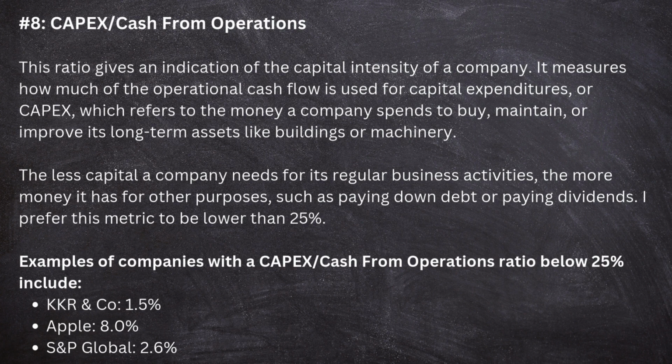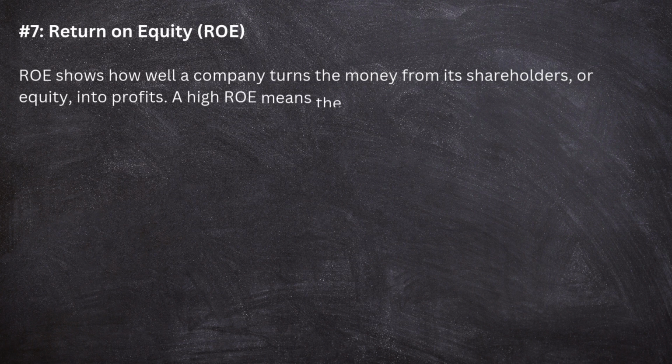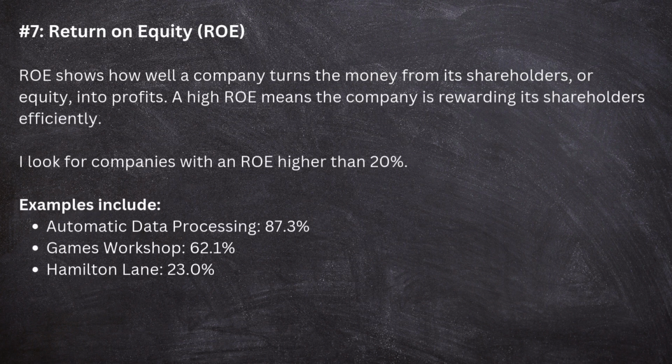Examples of companies with a CAPEX cash from operations ratio below 25% include KKR & Co., 1.5%, Apple, 8.0%, S&P Global, 2.6%. Number 7, return on equity, ROE. ROE shows how well a company turns the money from its shareholders, or equity, into profits. A high ROE means the company is rewarding its shareholders efficiently. I look for companies with an ROE higher than 20%. Examples include Automatic Data Processing, 87.3%, Games Workshop, 62.1%, Hamilton Lane, 23.0%.